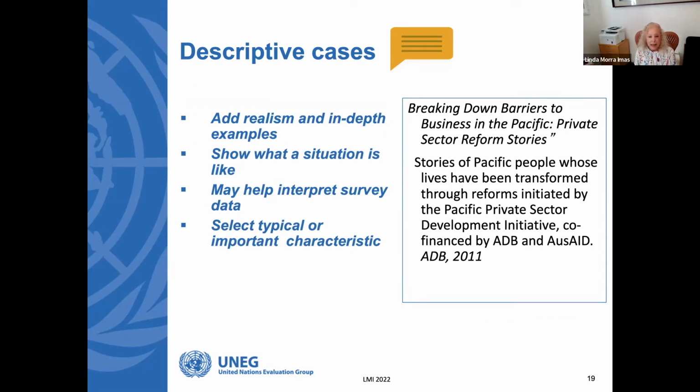And in this case, the Asian Development Bank did a study where they just told storytelling of people whose lives have been transformed through the reforms. And they wanted the richness, the in-depth. Probably wasn't the only kind of evaluation they did, but they wanted to have this rich information. They wanted to have people tell their stories about how they felt they were impacted by certain reforms.